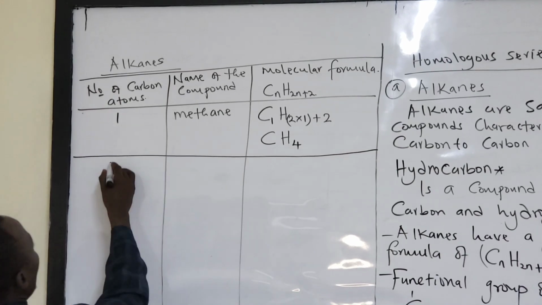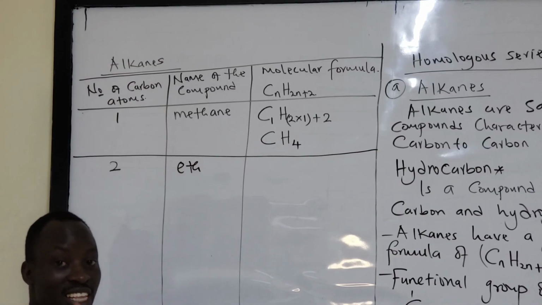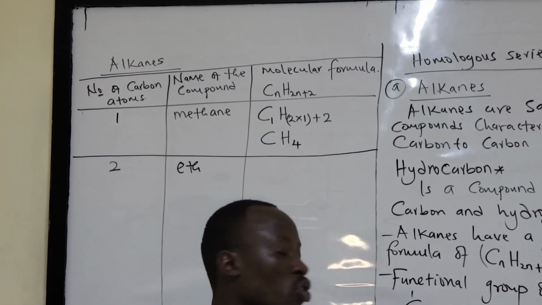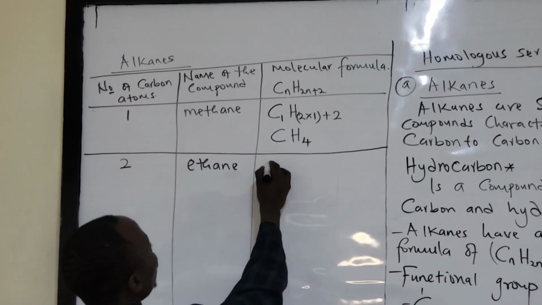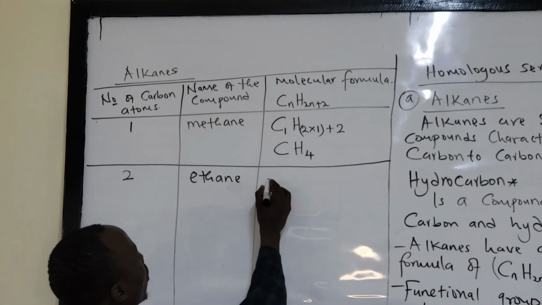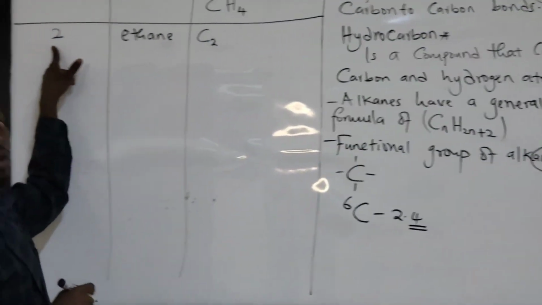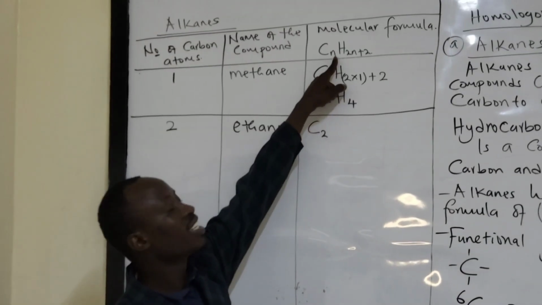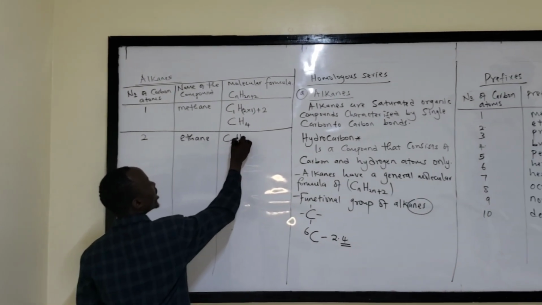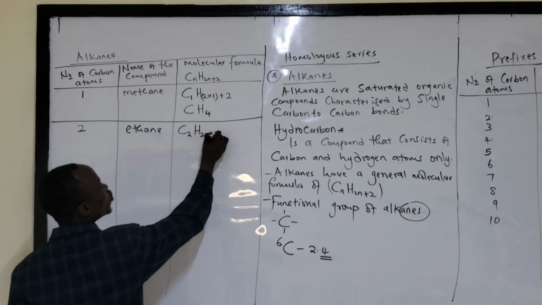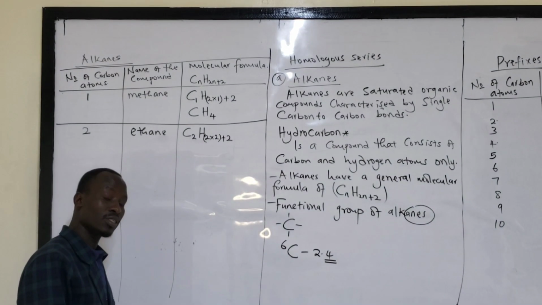Good. So what is the second one? 2 carbon atoms. That must be eth. Eth, we said, is the prefix for 2 carbon atoms, and that must be ethane. Ethane, yes. So what do we do with the general molecular formula? C2. Why 2? 2 carbon atoms. Why? n is the number of carbon atoms. So C2, okay? H, 2 times 2 plus 2. Is it?